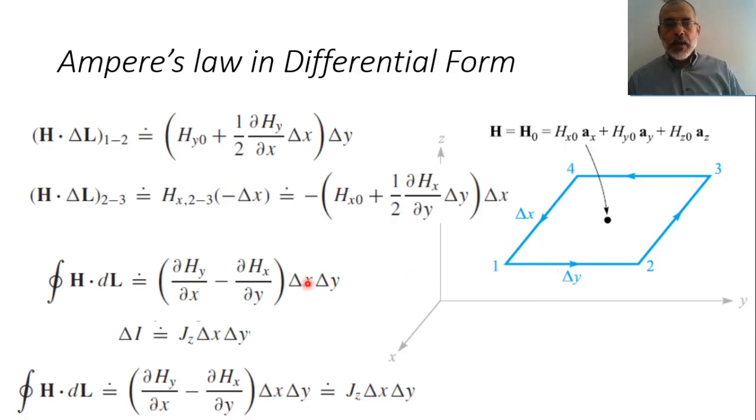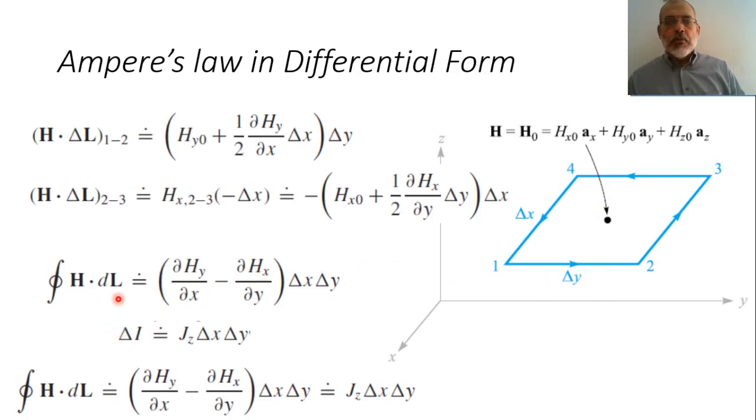Now, according to Ampere's law in its integral form, we say that the integration over a closed path of H dot dl equals the current enclosed inside this closed path. So the current enclosed in this path is the current passing in the z direction, which is the current density Jz multiplied by the surface area dx dy, or in other words, the current in the z direction.